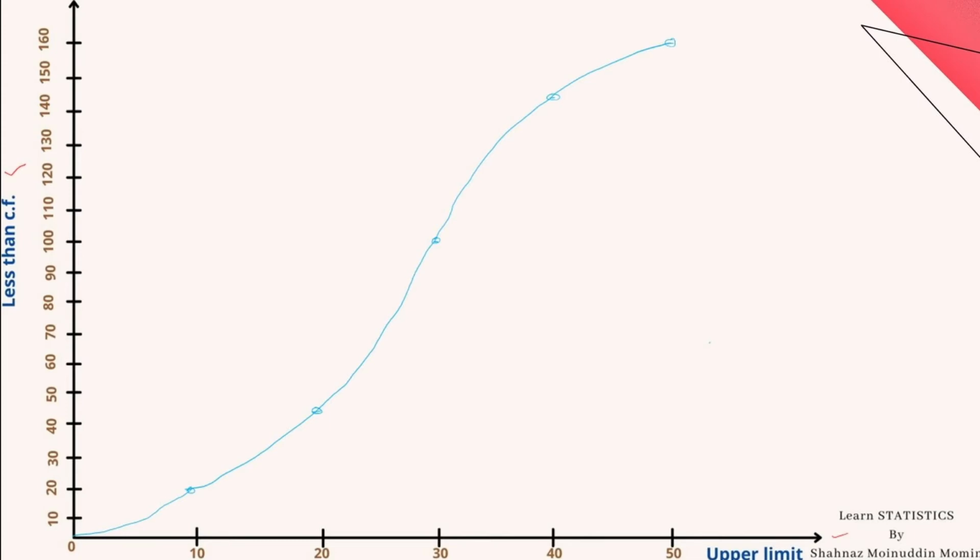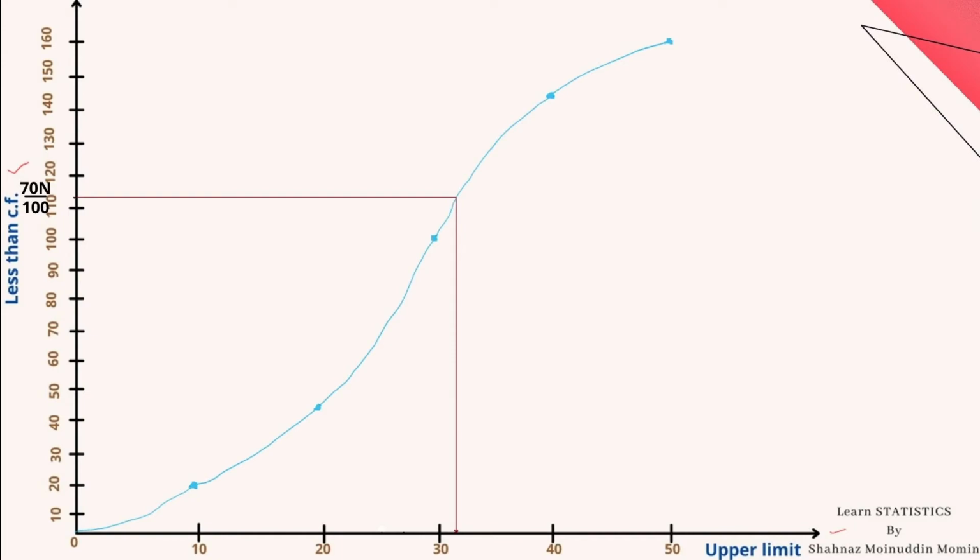Here we have to obtain the 70th percentile. To obtain the 70th percentile, calculate 70 into n divided by 100, since percentile divides the data into 100 equal parts. We know that there are 160 students, hence it is 70 into 160 divided by 100, and this comes out to be 112.